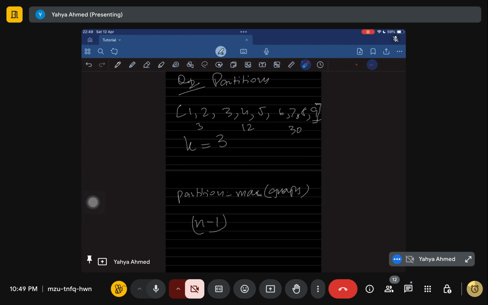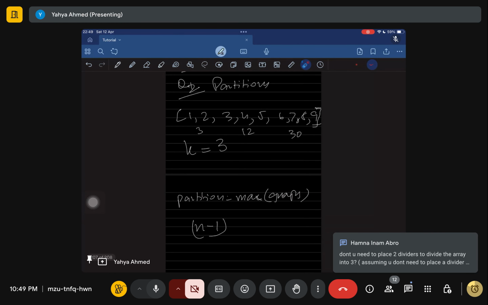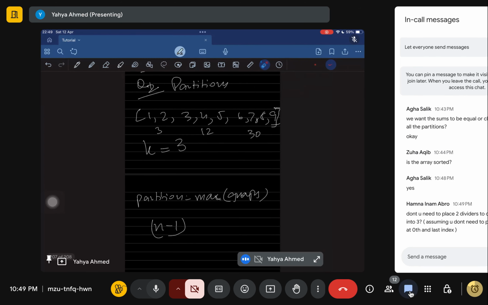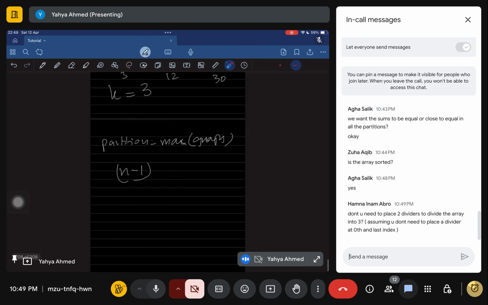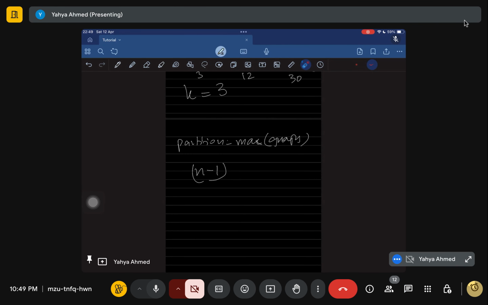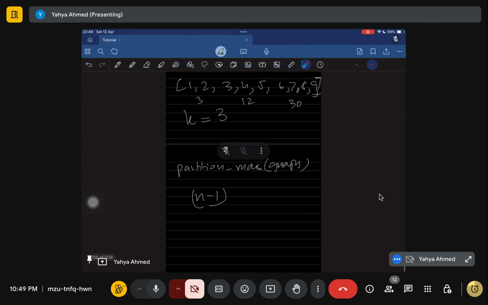Acha, now, firstly, don't you need to place two dividers to divide the array into three? Yes, absolutely right. Sorry, in this case there would be two dividers. If I'm making k equal to 3, then there would be two dividers. In this case it would be n minus 1 c 2.